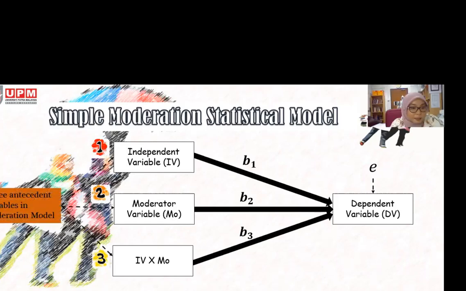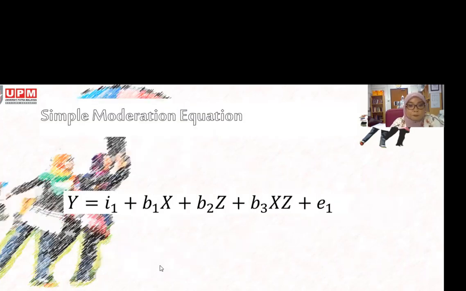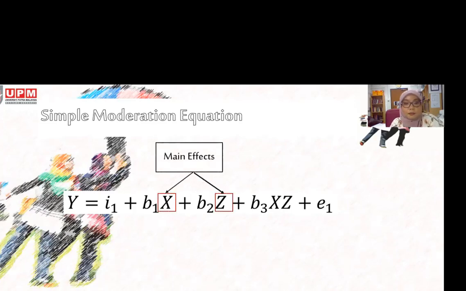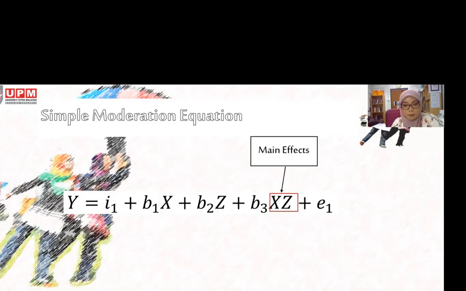Okay, so there are 3 antecedent variables in the moderation effect that we have: one, the IV itself; the moderator; and lastly the interaction between the independent variable and the moderator. So this is the simple moderation equation. Y equals I1, the y-intercept, plus beta 1 X, plus beta 2 Z, where Z refers to the moderator, plus beta 3 XZ, the interaction of the moderator and the IV. This one is a main effect, this one is a main effect as well, and this one is not a main effect, this one is the interaction effect.